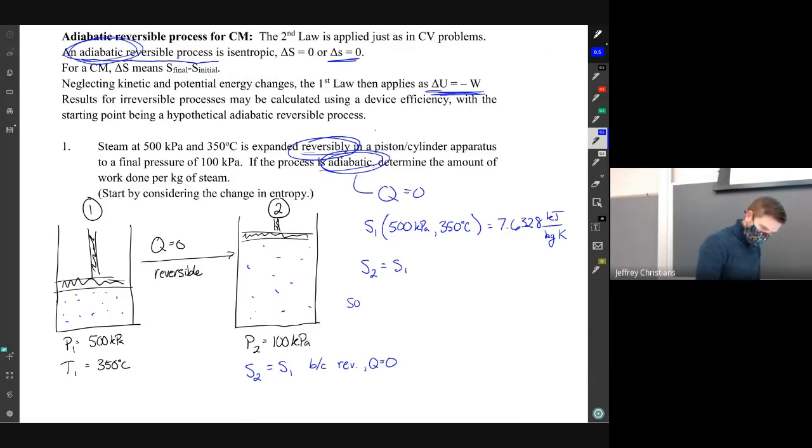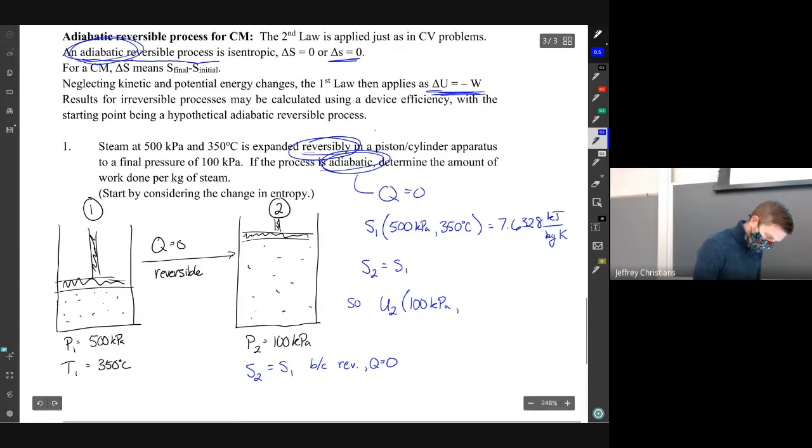So our internal energy, U2, is going to be at 100 kPa and 7.6328 kilojoules per kilogram Kelvin. Again, if we look this up, U2 would be 2589.4 kilojoules per kilogram.